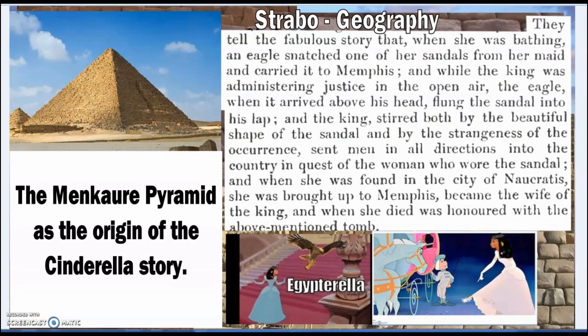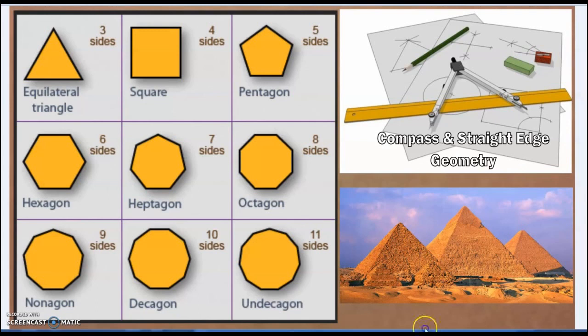It's also, Strabo talks about this, the Cinderella story of the princess with the missing shoe, and then the king, or the princess, where he went out looking for the missing shoe, which lady's foot would fit it, and that's the Cinderella story, comes from the connection to the Menkaura pyramid. But it's all about compass and straight edge and the drawing. So we drew that nonagon from the 5-to-8.